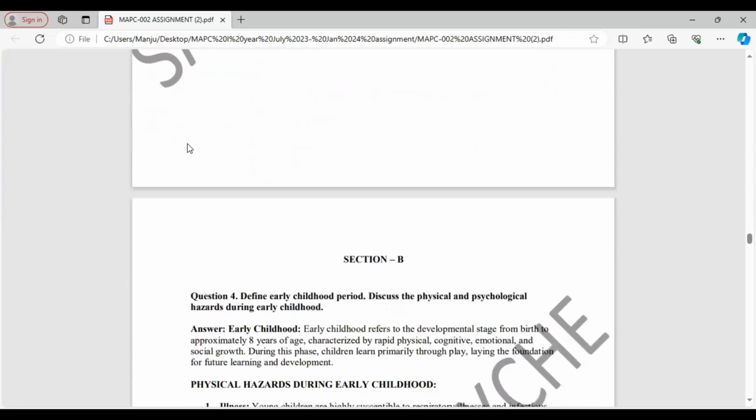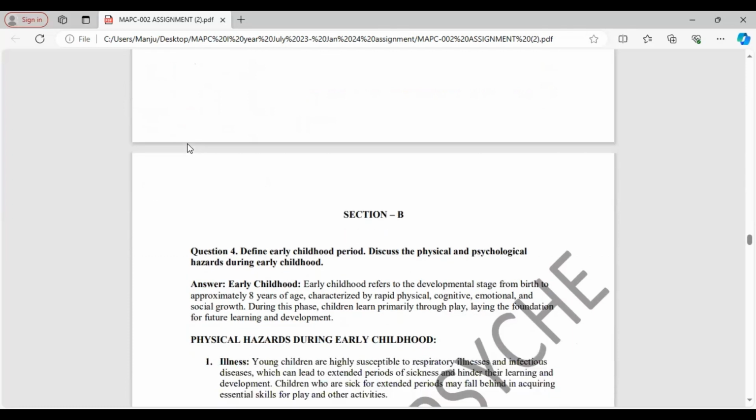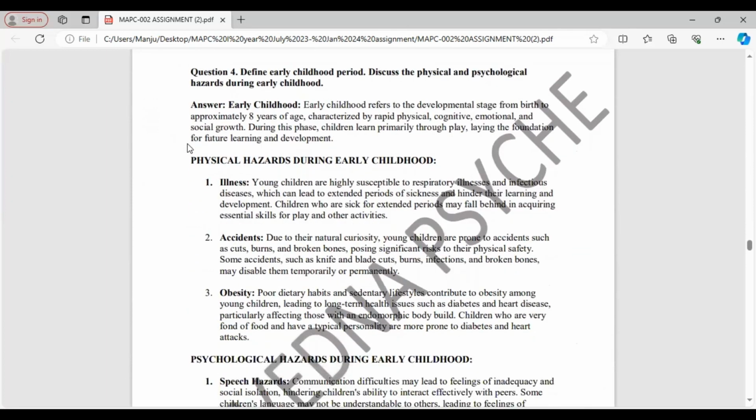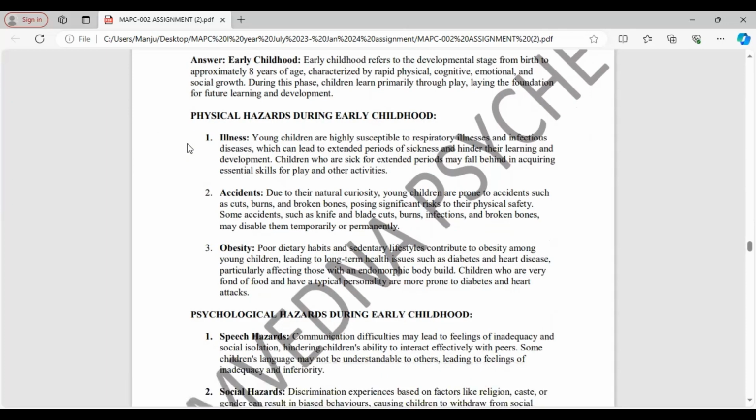Section B, question 4. Define early childhood period, discuss the physical and psychological hazards during early childhood. So early childhood refers to the developmental stage from birth to approximately 8 years, and it is characterized by rapid physical growth, cognitive, emotional, and social growth. Physical hazards are illness. The children are highly susceptible to respiratory and infectious illness, which leads to extended periods of sickness, which can hinder their learning and development.